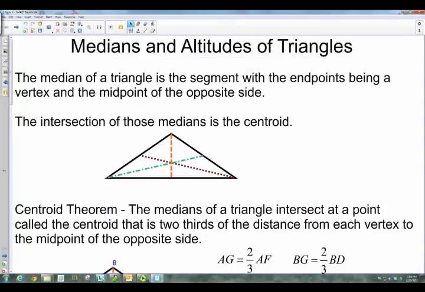Hello everyone, we're back for the next topic. Today's topic is medians and altitudes of triangles.